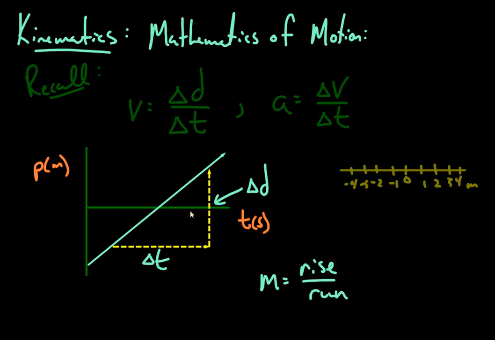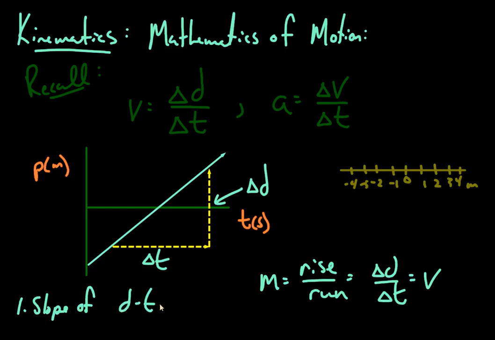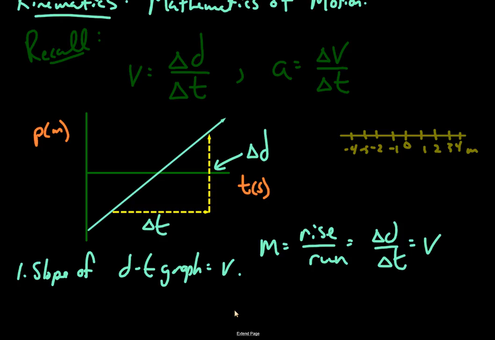So we want to find the slope here. We're actually going to go delta d over delta t, and then we realize that that is the velocity of the object, okay? So step one, slope of your dt graph equals velocity of the object, okay? That's day one stuff in kinematics.